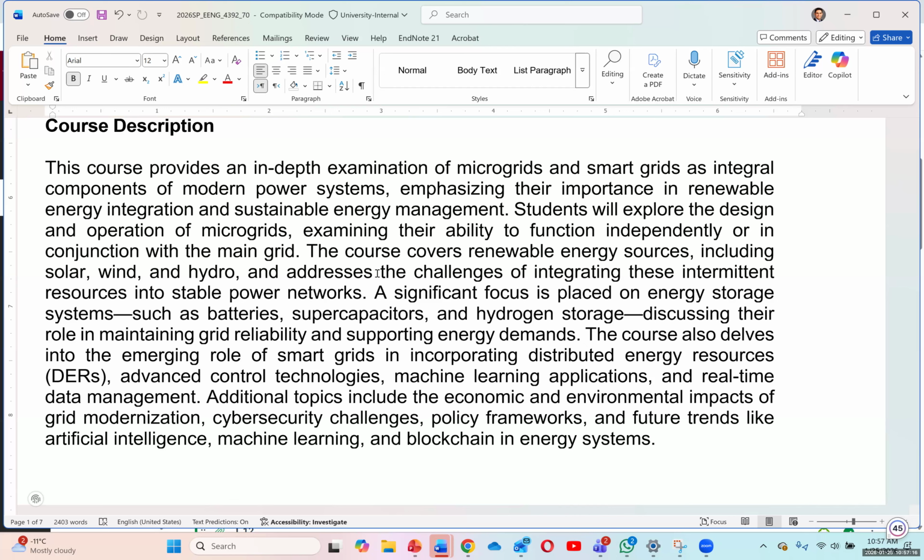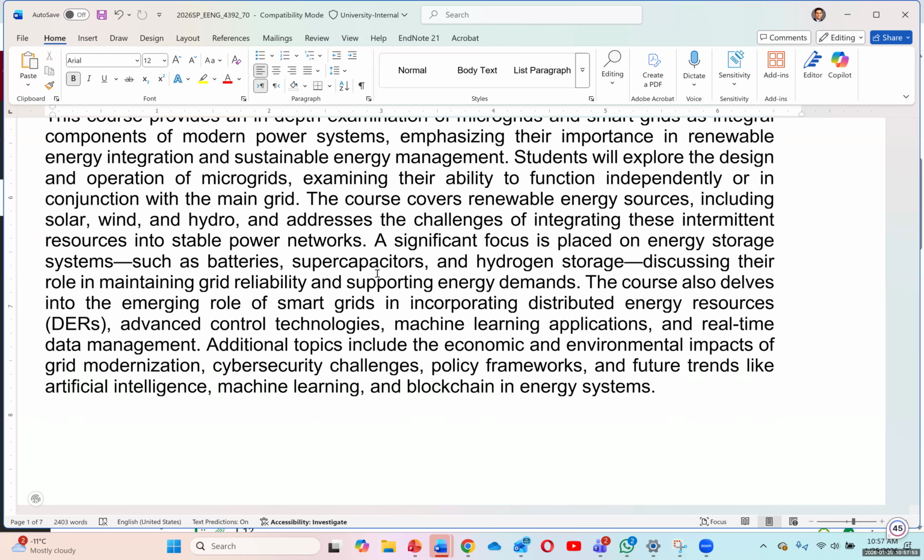In this course, we also delve into the emerging role of smart grids in incorporating distributed energy resources, or DERs, their advanced control technologies, a little bit about cybersecurity, the impact and role of machine learning applications, real-time management, and also the economic and environmental impacts of grid modernization, policy frameworks, future trends, AI, machine learning, and blockchain in energy systems.